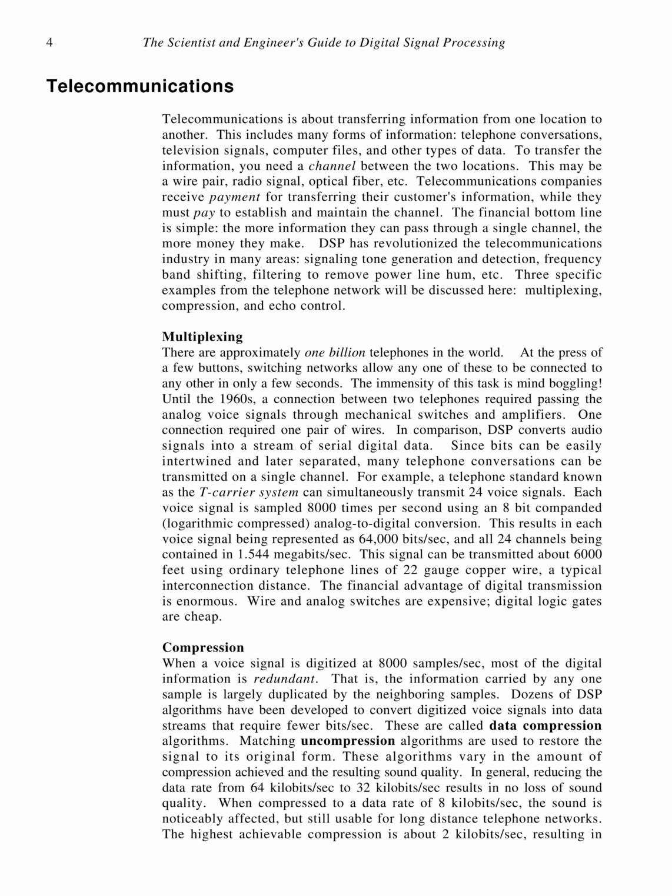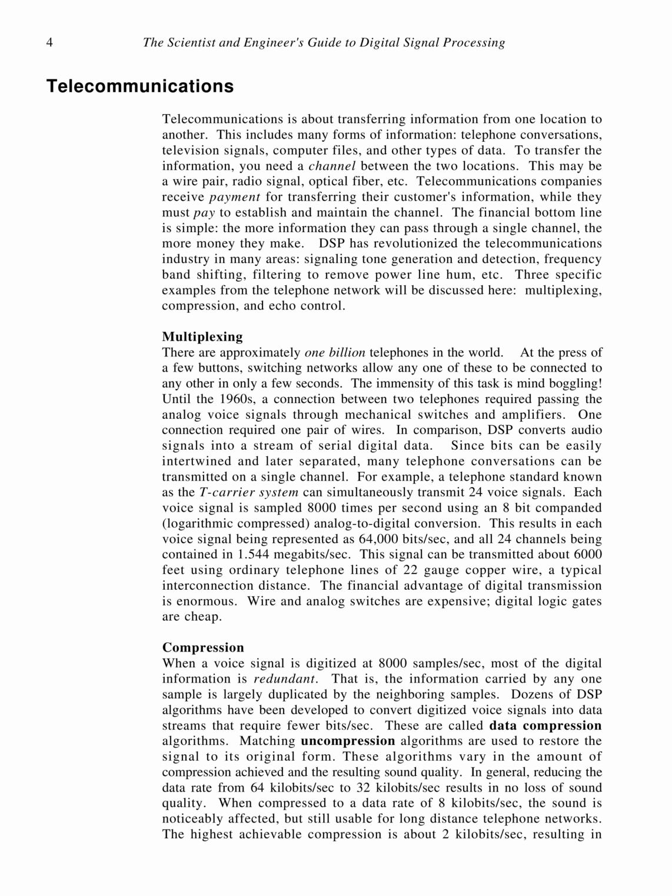study. Digital Signal Processing for Telecommunications is about transferring information from one location to another. This includes many forms of information like telephone conversations, television signals, computer files, and other types of data. To transfer the information, you need a channel between the two locations. This may be a wire pair, radio signal, optical fiber, etc. Telecommunications companies receive payment for transferring their customers' information, while they must pay to establish and maintain the channel. The financial bottom line is simple. The more information they can pass through a single channel, the more money they make.